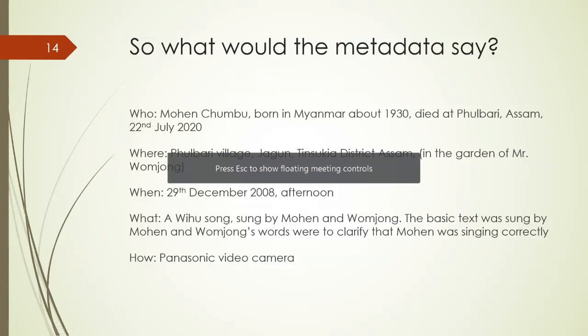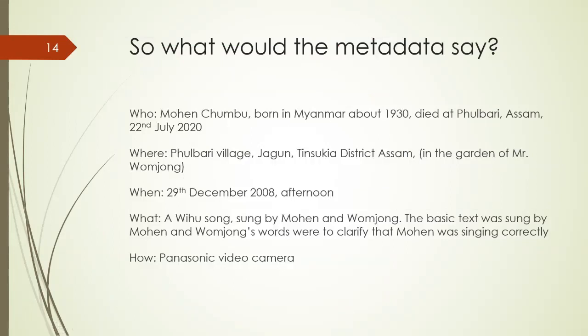So, the who: Mohen Chumbu, born in Myanmar about 1930, died at Pulbari, Assam, 22nd of July 2020. Where? Pulbari village, Jagun, Tinsukia district, Assam, in the garden of Mr. Womjong, the other person standing there. When? 29th of December 2008 in the afternoon. Now the what of this recording: it's a Vihu song, also called a Satvi song, sung by Mohen and Womjong. The basic text was sung by Mohen, and Womjong's words were to clarify that Mohen was singing correctly.